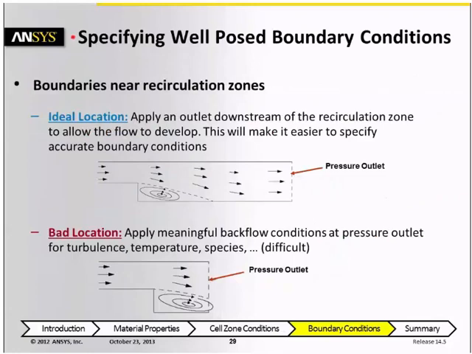Another guideline to specifying well-posed boundary conditions is that outlet boundaries should be located downstream of any recirculation zones. Specifically, you'd like it to be located far enough downstream that the flow can redevelop again after the recirculation. This makes it easier to specify accurate boundary conditions. It's bad for a boundary to be located across a recirculating zone because it's difficult or impossible to apply the right backflow conditions. If you ever do encounter a situation like you see in the image here, the best course of action is to return to the preprocessor and extend the domain much further downstream.